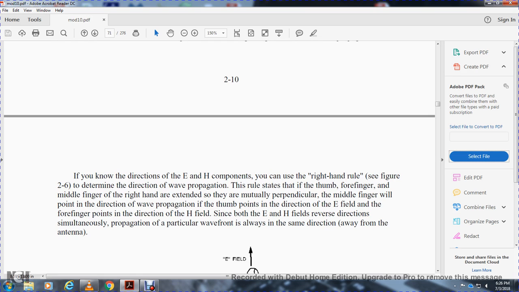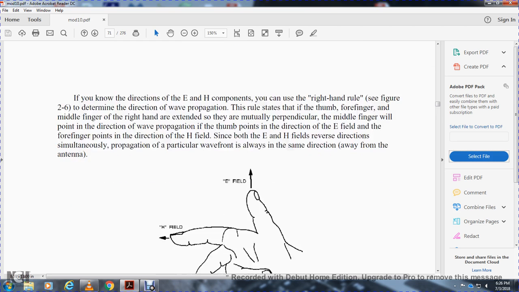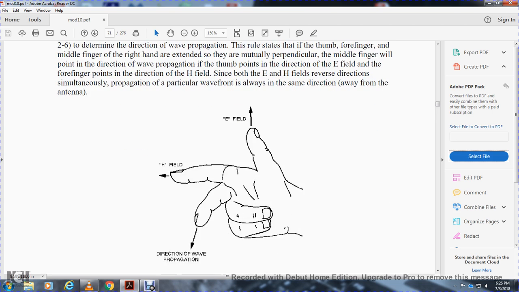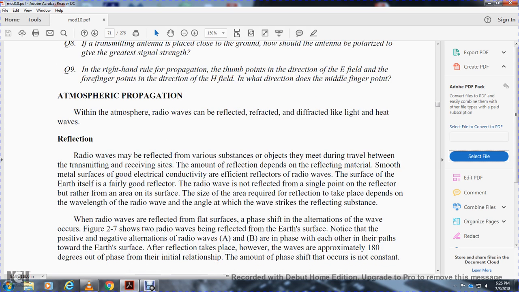The rule states that the thumb, forefinger, and middle finger of the right hand extend so that they are mutually perpendicular. The middle finger points in the direction of wave propagation. The thumb points in the direction of the electric field, and the forefinger points in the direction of the magnetic field. Since both the electric and magnetic fields reverse direction simultaneously, propagation of a particular wavefront is always in the same direction, away from the antenna. Alright: magnetic field, electric field, direction of wave propagation.